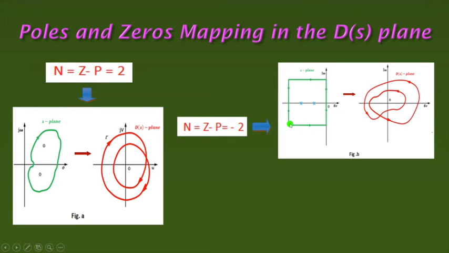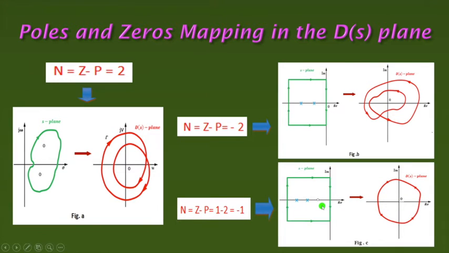Consider this example. If we consider this closed contour and two poles are present in this closed contour, then there is no zero. So Z equal to 0 and P equal to 2. 0 minus 2. This answer is -2. So the number of encirclement is 2, but the direction in this closed contour of DS plane is counterclockwise direction.